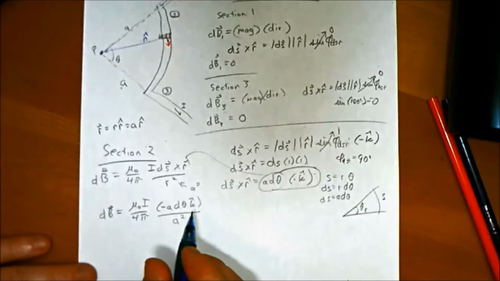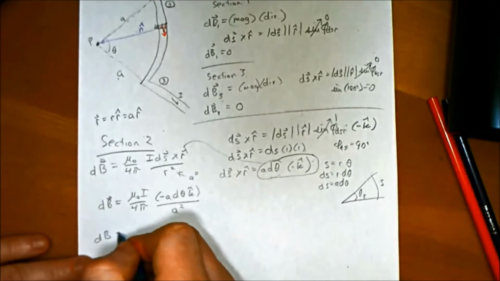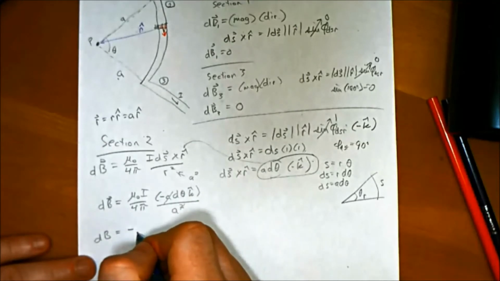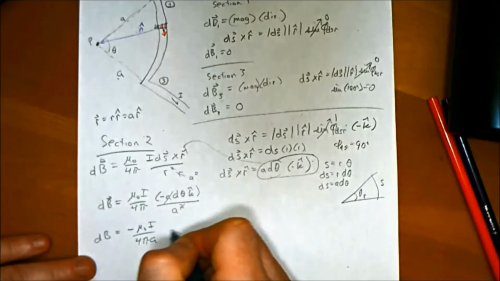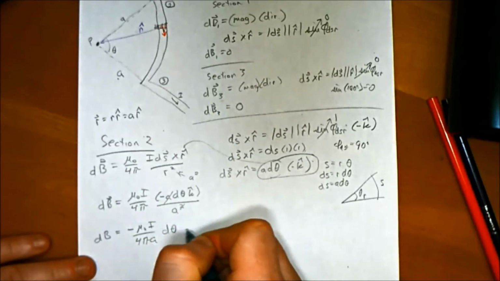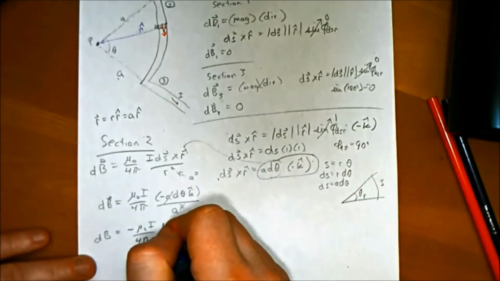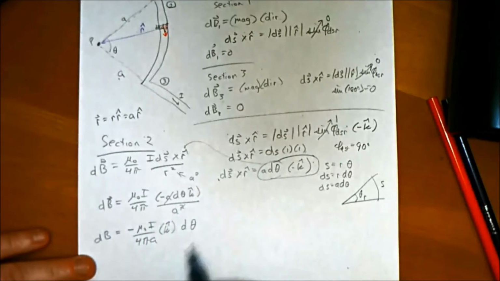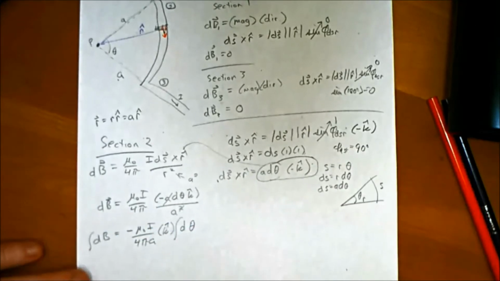I'm going to move things around a little bit, simplify it some. So that's negative, this a cancels, mu naught I over 4 pi a d theta. Actually, let me put the k hat in here, like we did on another problem, so then I just have all the stuff I'm integrating on the outside. How do I get the total field? Well, I have to integrate this.